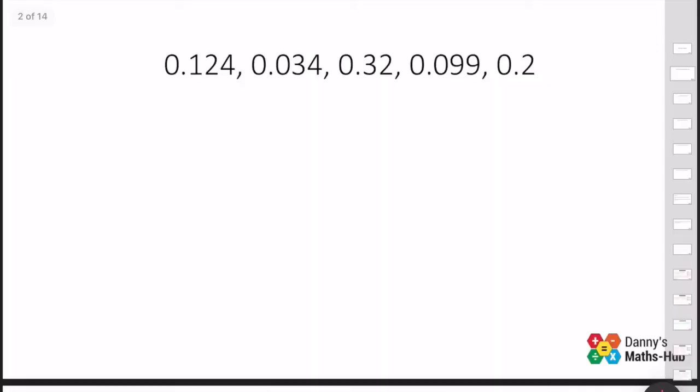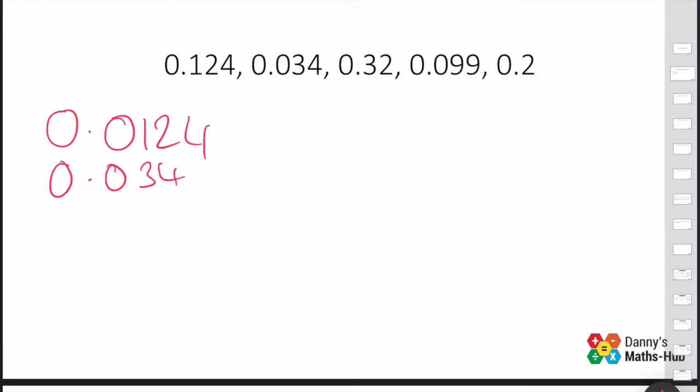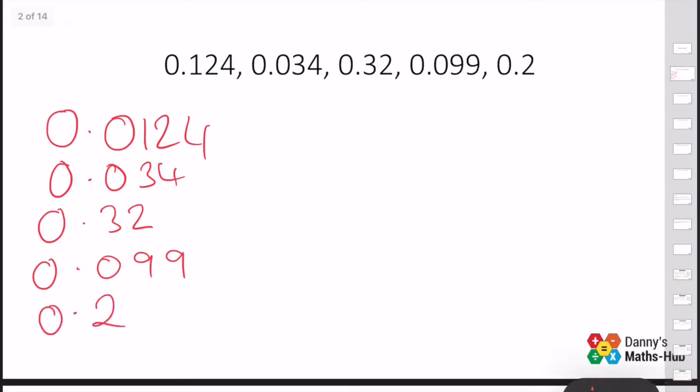Ordering decimals. Now the trick when ordering decimals is I always like to place them in a row and line up all the decimal points. Now by lining up the decimal points, we can see more clearly which is the bigger number. And we always start off on the left hand side.